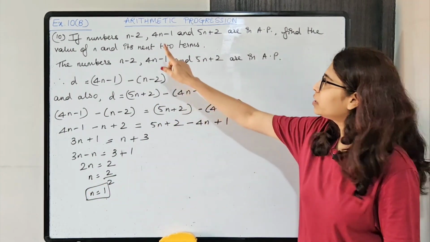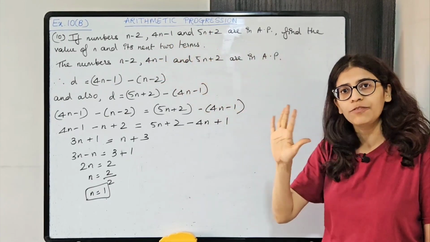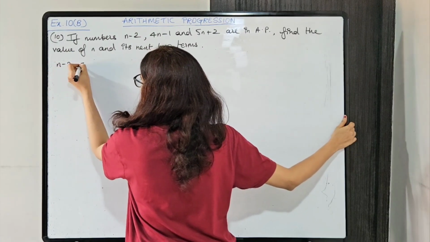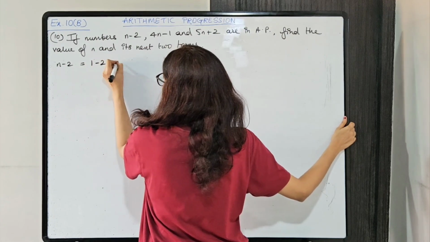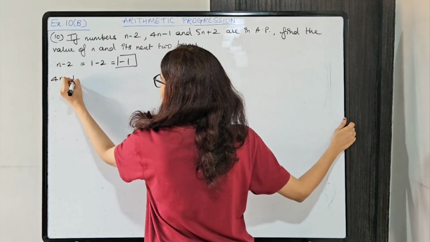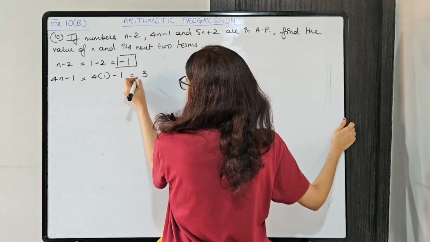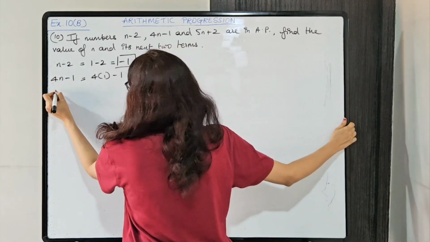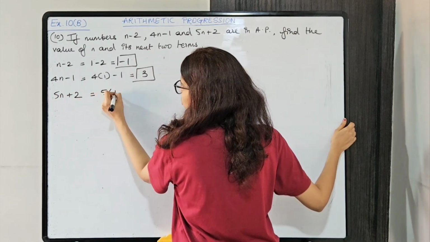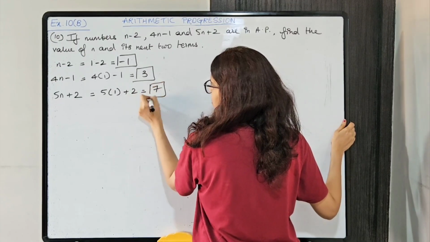Now let us find out the three terms given and also the next two terms. So 5 terms find out करना है. Let us find out. n minus 2 will be 1 minus 2, that gives minus 1. Okay. 4n minus 1 will be 4 into 1 minus 1, that will be 4 minus 1, 3. Okay. 5n plus 2 will be 5 into 1 plus 2, that gives 5 plus 2, 7.